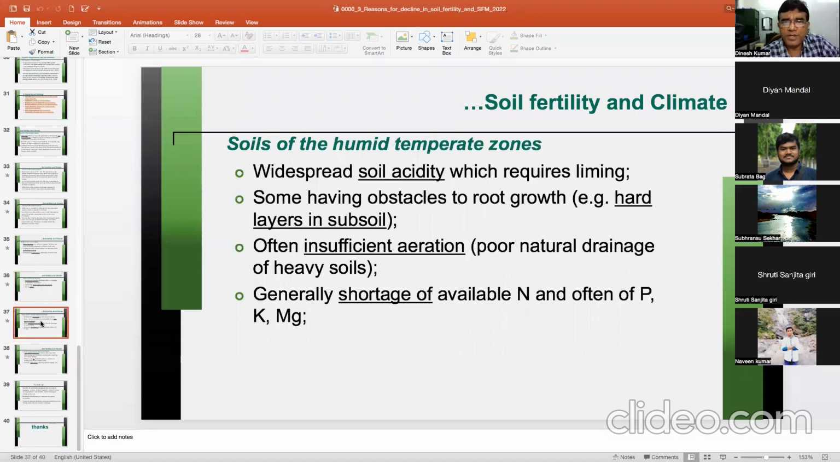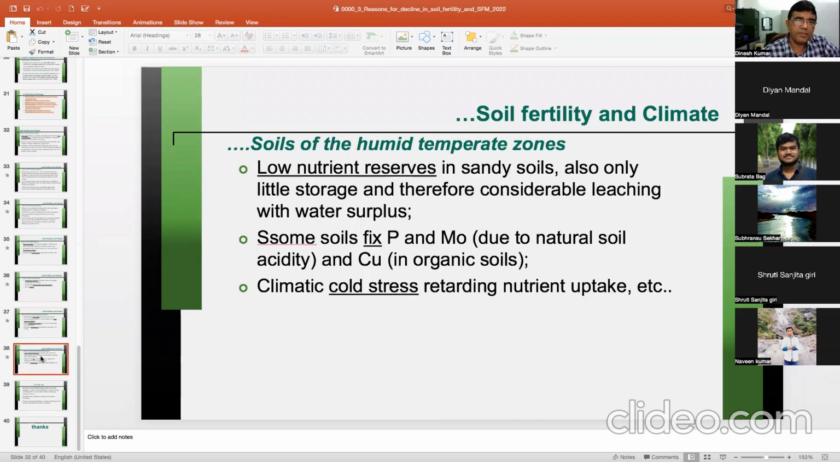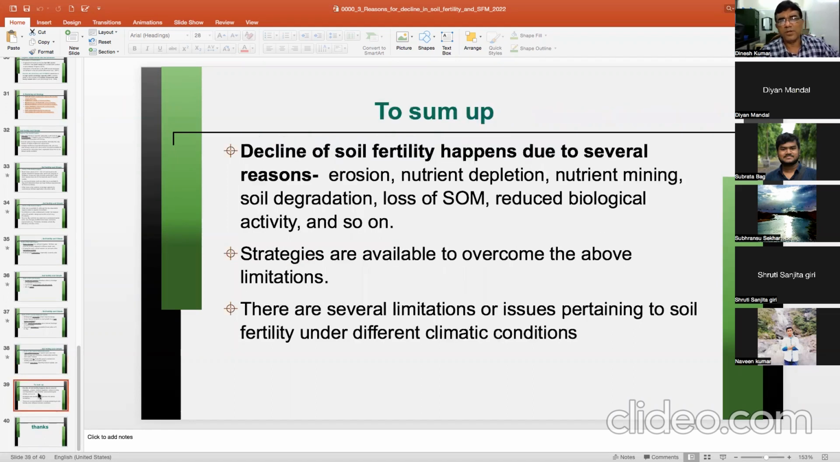Soils of the humid temperate zones: widespread soil acidity which requires liming, some having obstacles for root growth, hard layers in subsoil, often insufficient aeration, generally shortage of available NPK, low nutrient reserves in sandy soils. Some soils fix phosphorus and molybdenum. So you can overall go through this. I will share this presentation with you shortly.